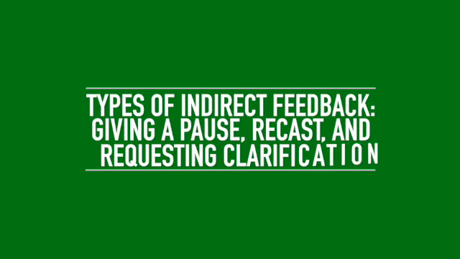Here, instead of instantly correcting the form of the verb, the teacher generally reminds the student about the lesson or the grammar rule they learned. This gives the student a chance to locate the error. Types of indirect feedback: giving a pause, recast, and requesting clarification. Now, let's see some examples of indirect feedback.